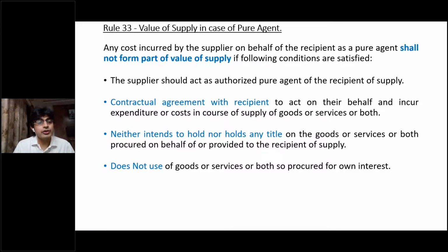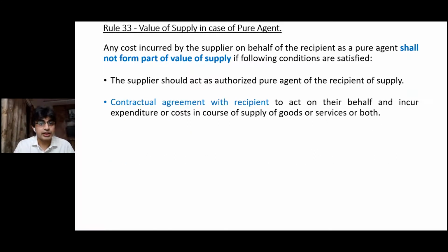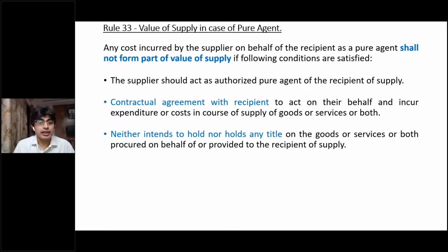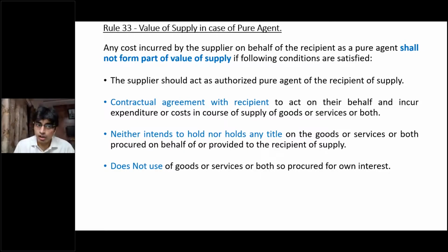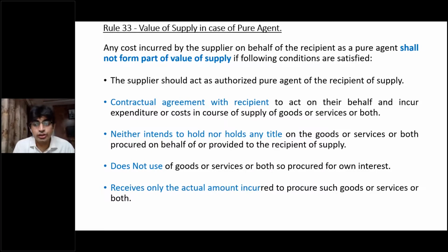Okay, so this is what Rule 33 is. Clear? What are the conditions? There has to be first a contractual agreement. Second, the supplier neither holds any title to the goods nor intends to hold. The supplier does not use any goods or services and it receives only the actual amount incurred. Only and only the actual amount incurred, nothing else.